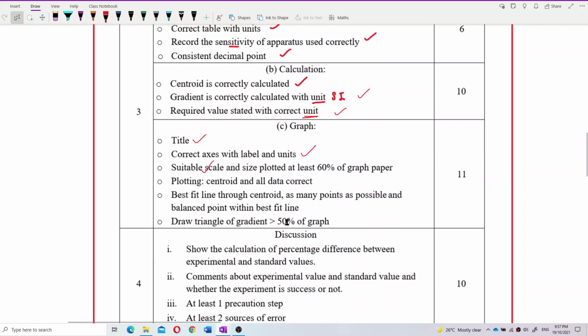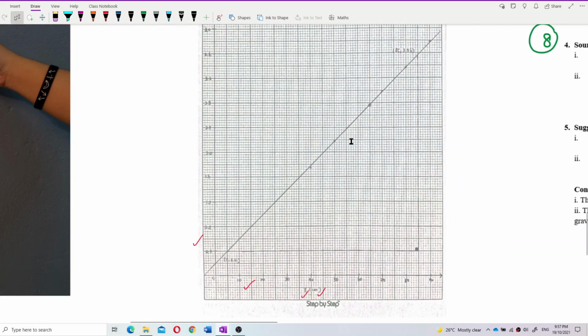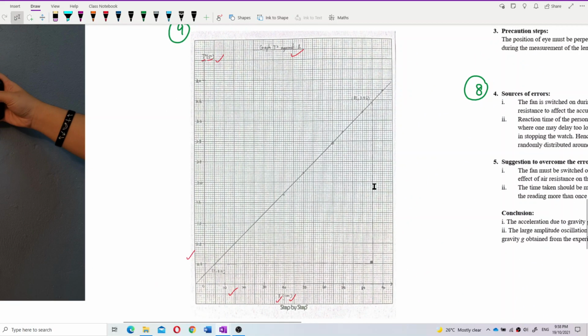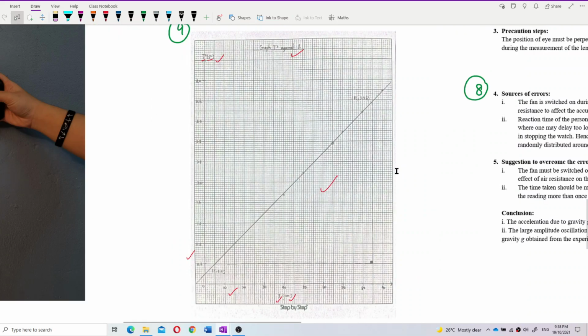And then the size plotted should be at least 60% of the graph paper. So is it more than 60% of the graph paper? Let's look at the whole graph. Oh, it's definitely more than 60%. It's so good. Very good. And then plot the centroid. Do you show the plotting of the centroid? Good.